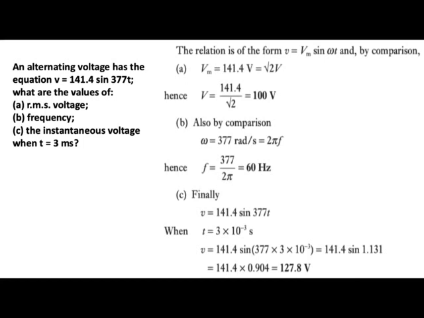that will come out to 100 volts. Omega is 377, so 2 pi f is 377 radians per second. Therefore, f will be 377 divided by 2 pi, which comes to 60 hertz. To find the instantaneous value, substitute the value of t in the given equation, and that comes out to be 127.8 volts.